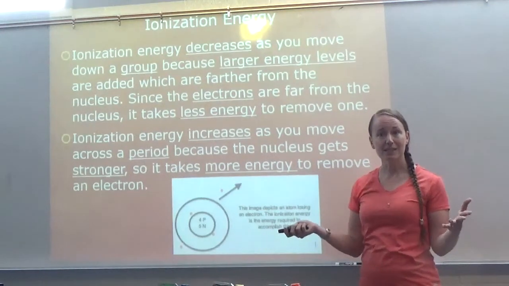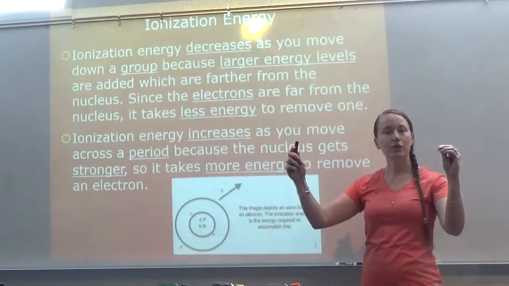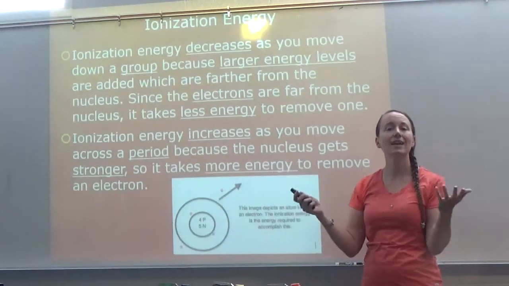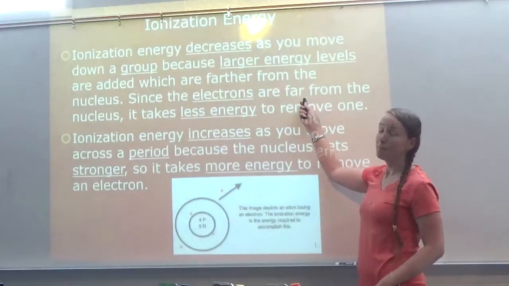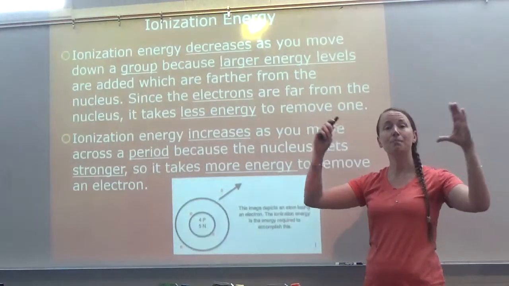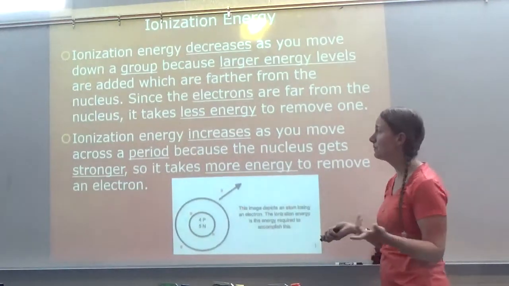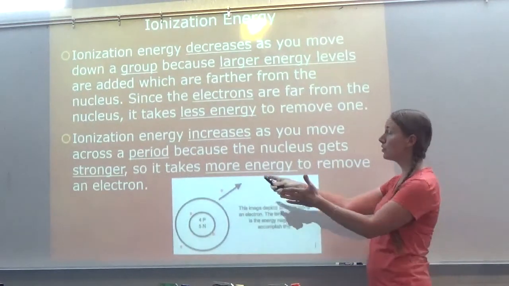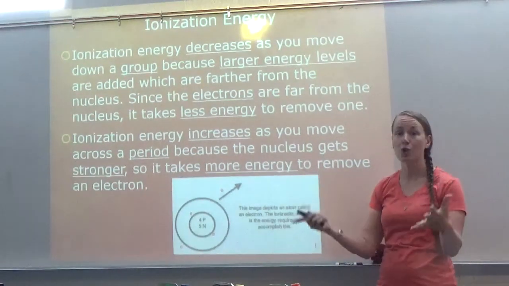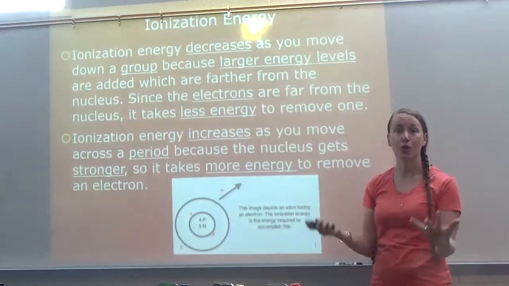Think about magnets. When they're really close, you can feel the attraction or repulsion. When they're far away, it's still there, but you can't feel it as much, so it's easier to pull that magnet away. The same thing happens with electrons. So as they get in the bigger energy levels, it takes less energy to snatch one from that nucleus. Ionization energy increases as you move across a period because remember, across a period, that nucleus gets stronger. And so it takes more energy to remove an electron from a stronger nucleus.